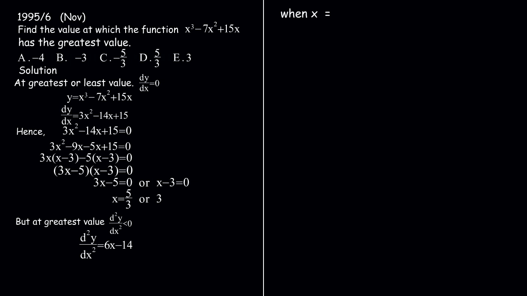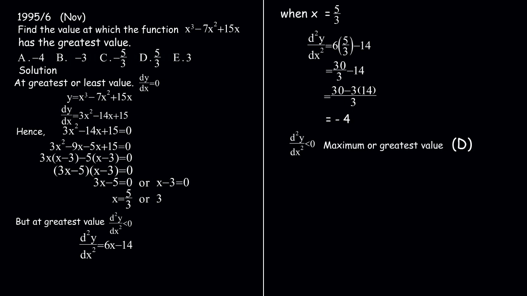When s equals 5 over 3, d squared y over ds squared will be equal to 6 in bracket 5 over 3, minus 14, which is 30 over 3 minus 14. Simplifying the fraction, it becomes 30 minus 3 in bracket 14, all divided by 3. And when we simplify further, that will be equal to minus 4, which is already less than 0. But let's test the other point for clarity. When s is equal to 3, d squared y over ds squared will be equal to 6 in bracket 3, minus 14, which when simplified will be equal to 4. So d squared y over ds squared at that point is greater than 0, which is our minimum point.